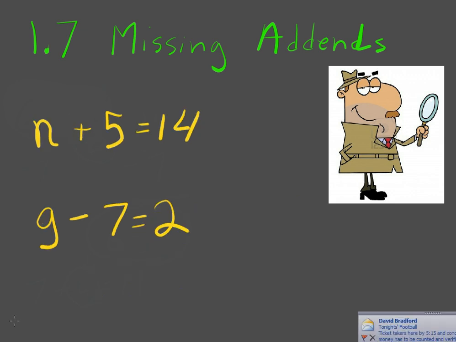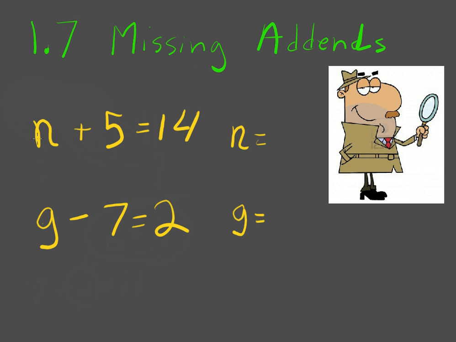Okay, we have 2 examples here. Oh, email. 2 examples here. N plus 5 equals 14. So here we need to solve for n. And here, G minus 7 equals 2. So here we need to solve for the letter G. I'm going to go ahead and pause your video now, give those a try, and then I'll put the answers up on the screen in a second.